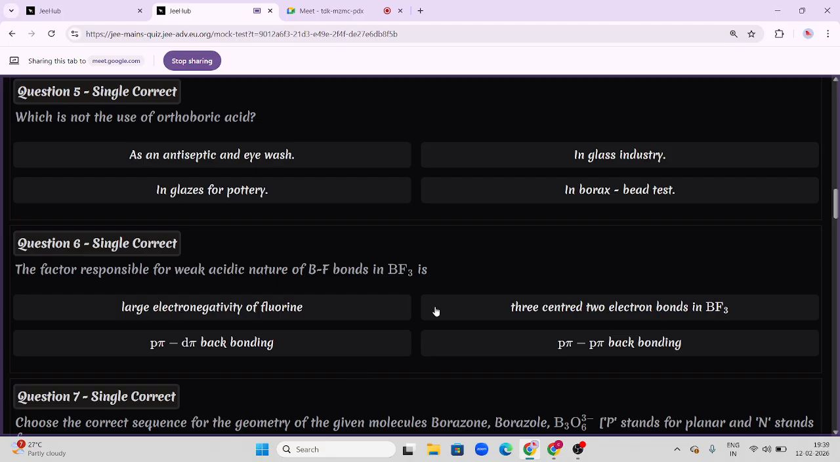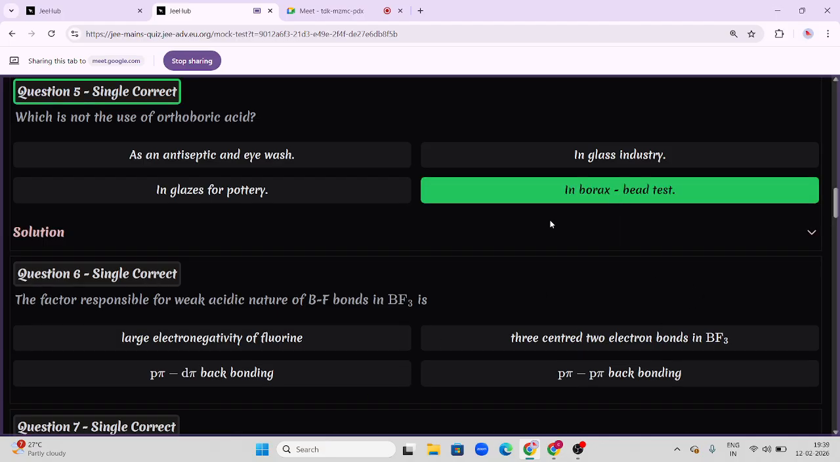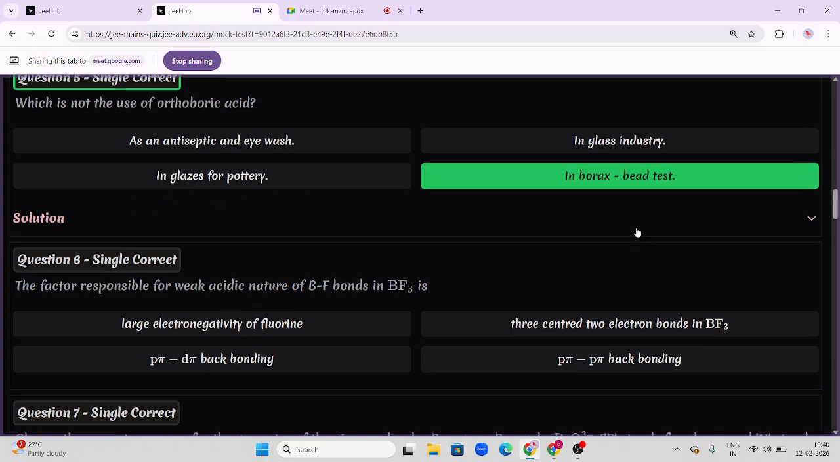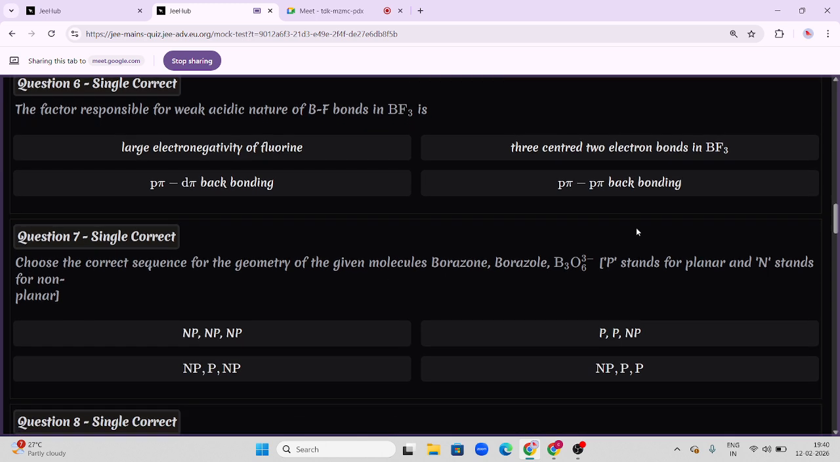Fourth option. Fourth option, that's the right one here. That means all the other things are the uses of orthoboric acid. Orthoboric acid usually has antifungal, antimicrobial properties. So it is used as an antiseptic, eye wash, it's used in the glass industry, it's used in glazes for pottery. Of course, not in the borax bead test. Okay, next question. Quick, quick, quick, fast, fast.